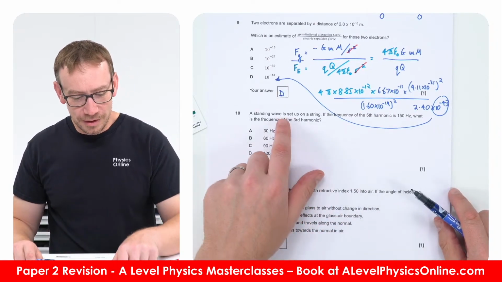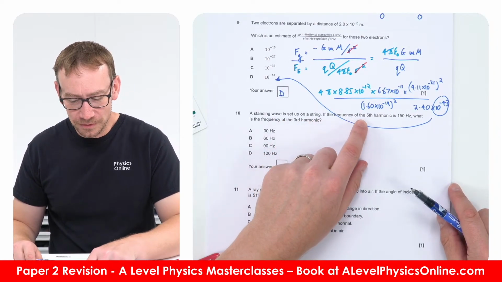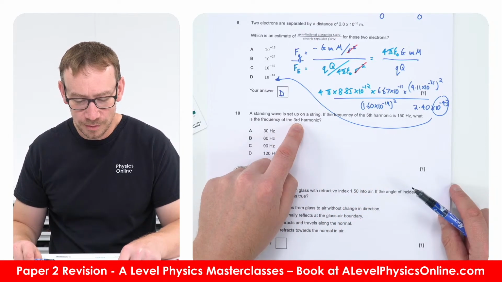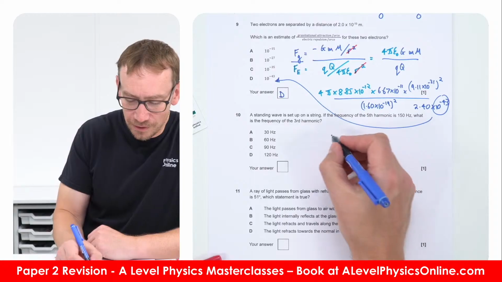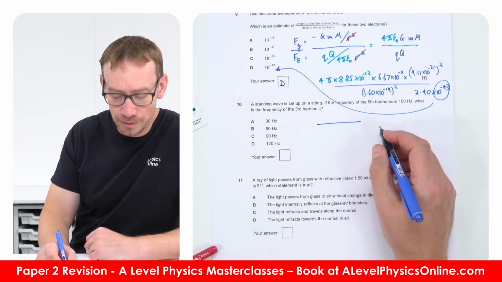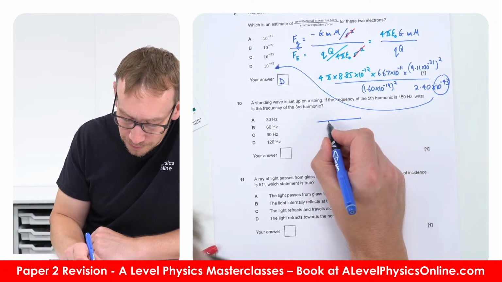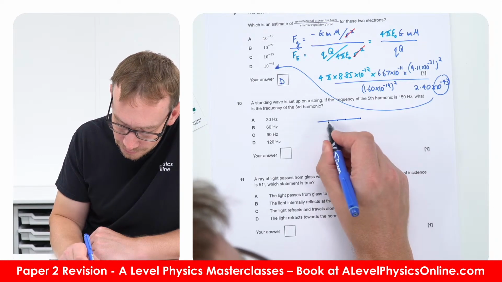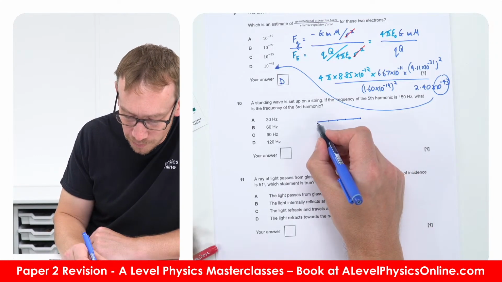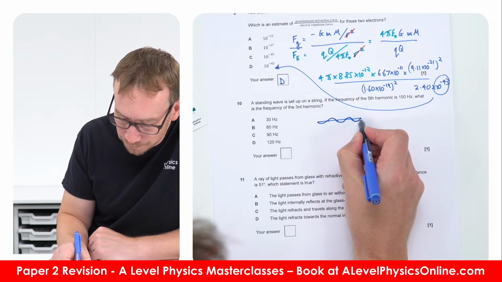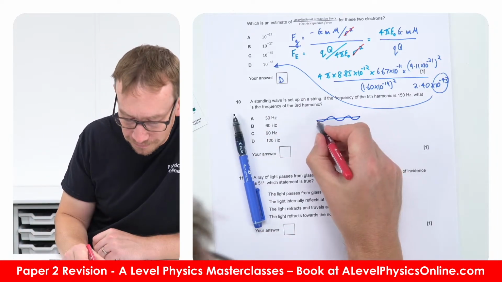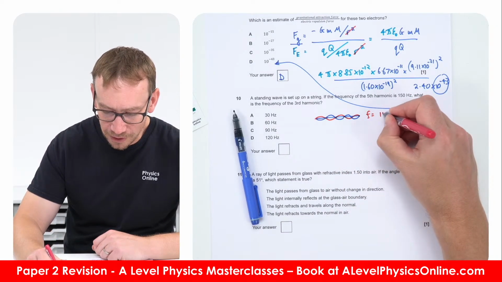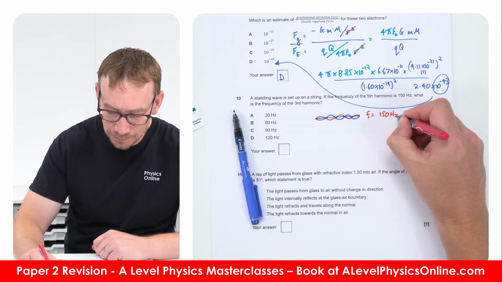Okay. A standing wave is set up on a string. If the frequency of the fifth harmonic is 150 Hertz, what is the frequency of the third harmonic? Okay, so my first thing is I'm just going to draw the wave. If you've got the fifth harmonic, you'd have a node at the end, and you'd have more nodes there. So the wave would look like this, wouldn't it? So this is going to be the fifth harmonic. And that's when the frequency is 150 Hertz.